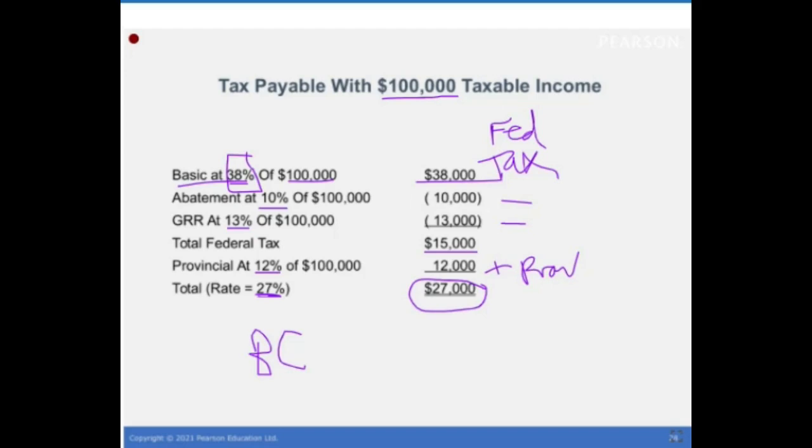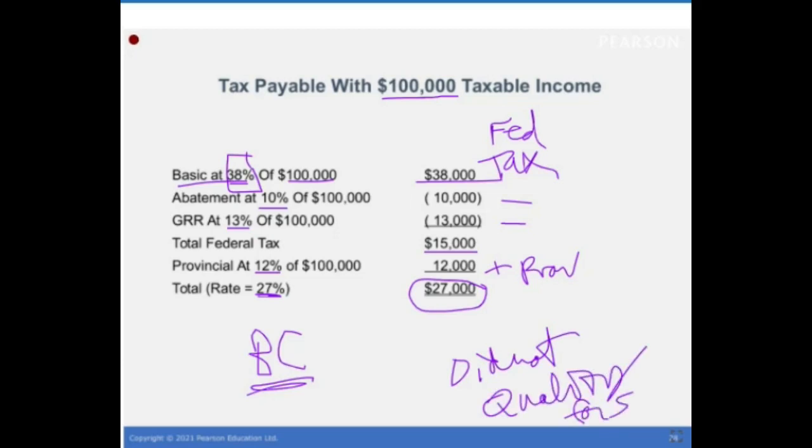This was a company, in this example we're going to say they were in BC and they did not qualify for the small business deduction. That's a very simple version of this calculation. We'll continue to look at this and add more wrinkles as we get past the break.